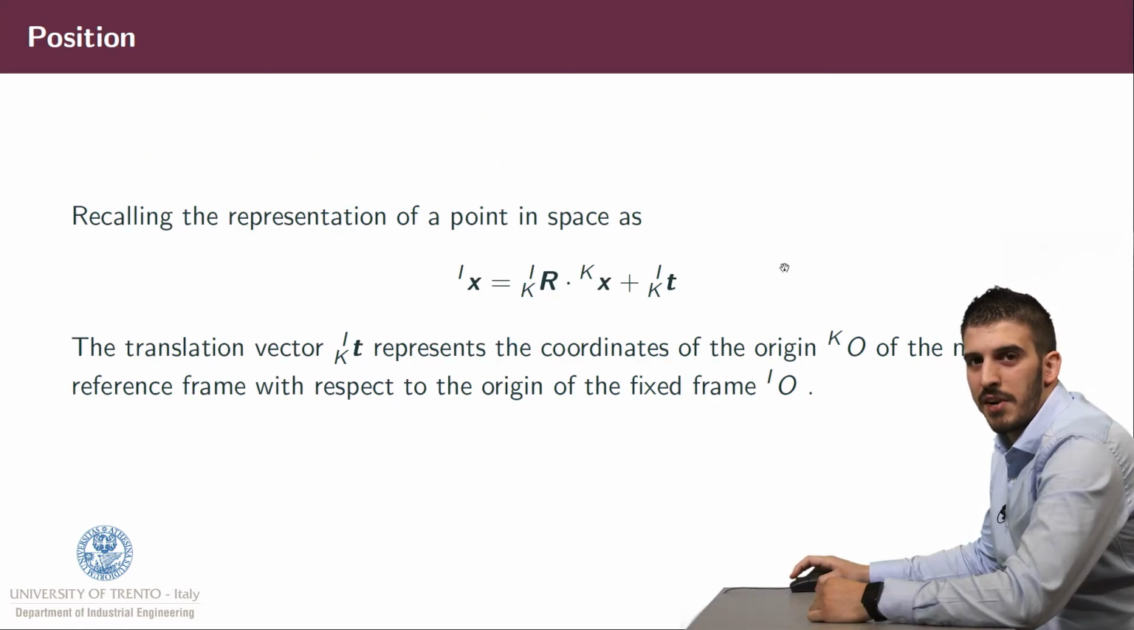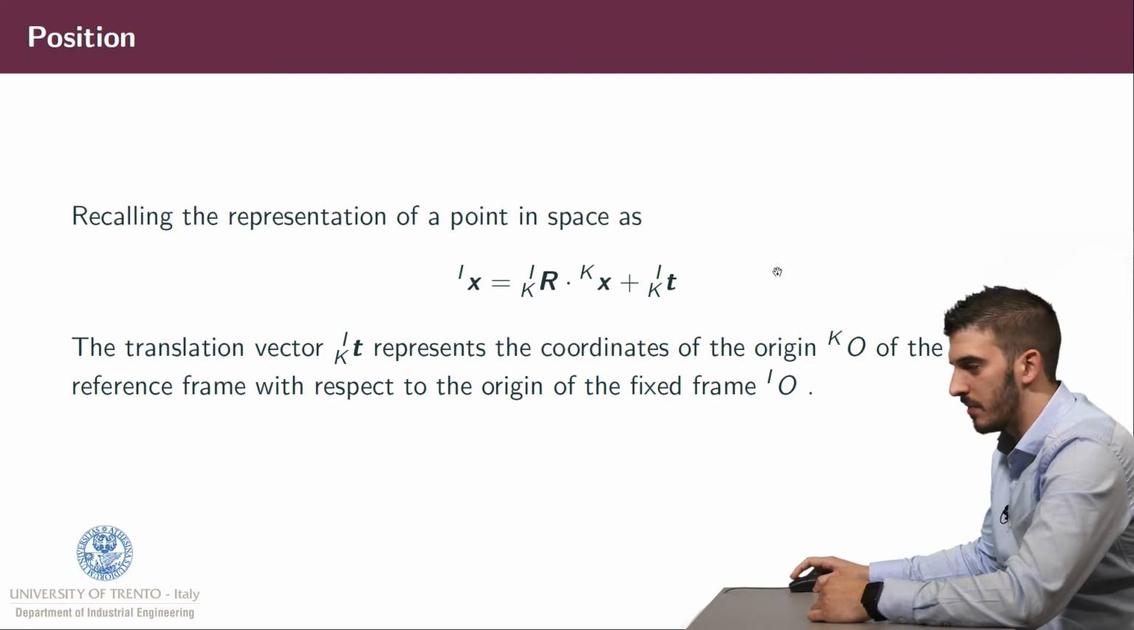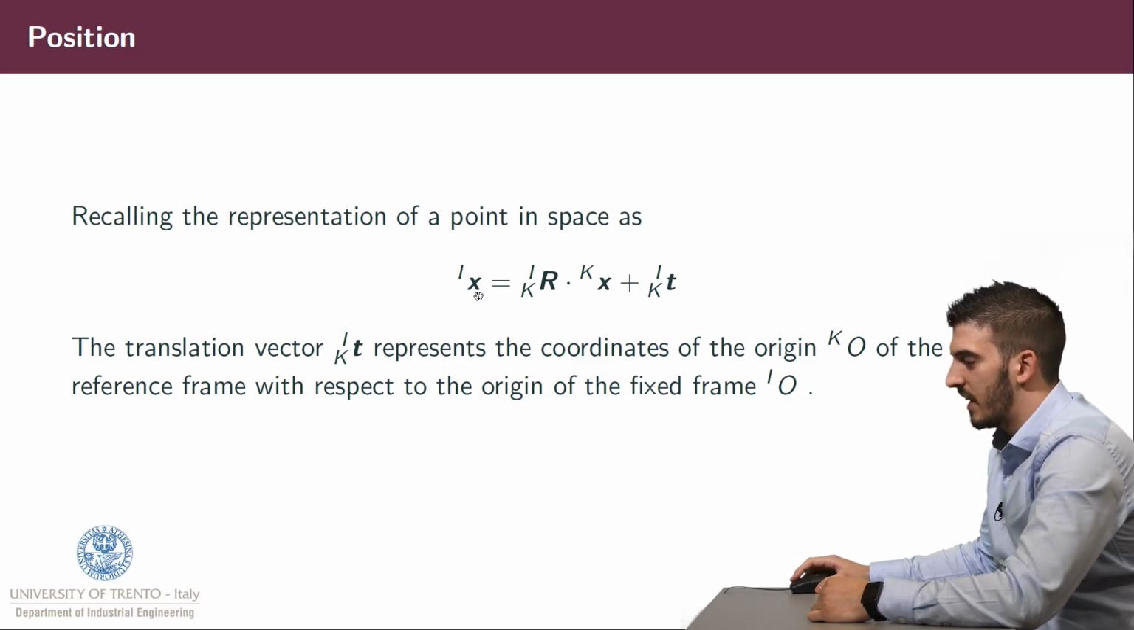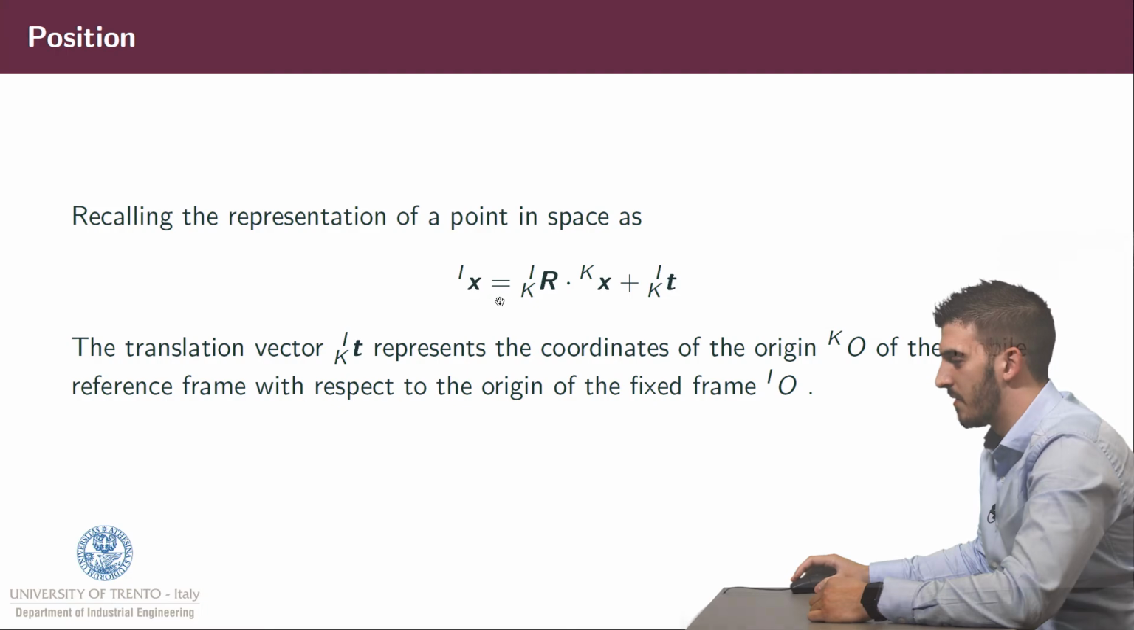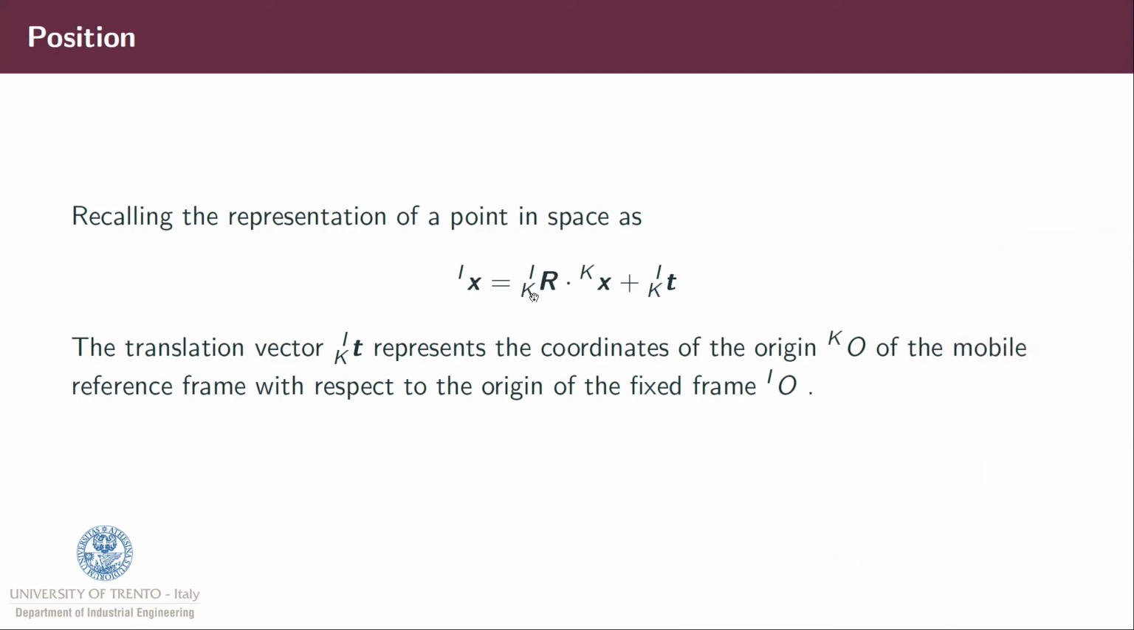Now we can recall the expression we derived in the first part of this lesson: x referred to the reference frame I is equal to the rotation matrix from k to I times the vector x in the reference frame k, plus the translation vector.